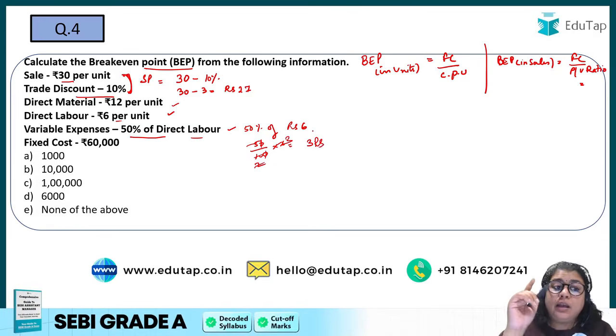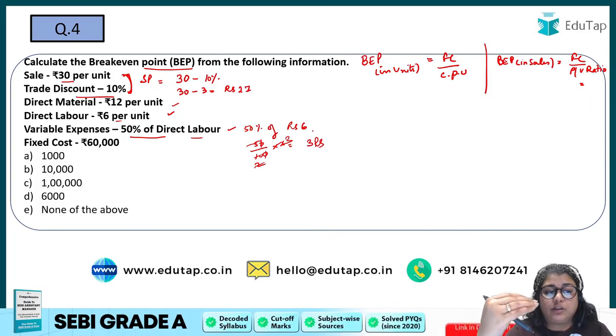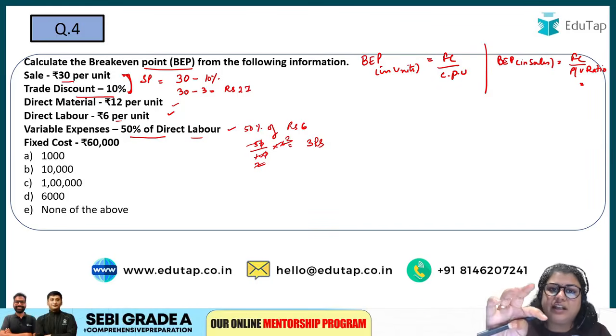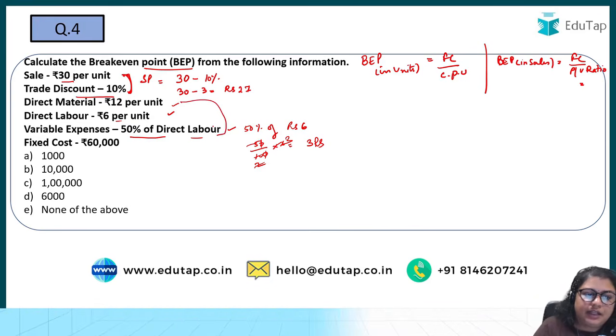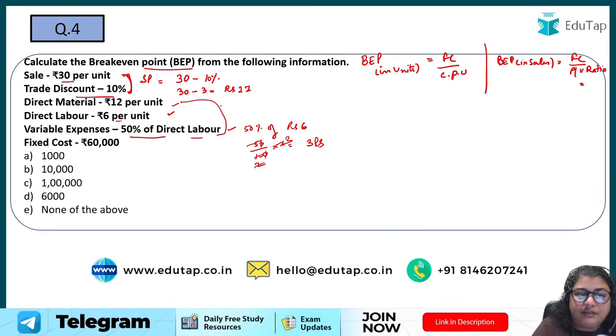So we know it is a marginal costing का ही topic है. So in marginal costing we treat all the direct material, direct labor or the direct cost as variable only. So we will include this in the variable cost, right? Now we have the total variable cost as how much? 12 plus 6 plus 3 is how much? 12 plus 6 18, 18 plus 3 21. 21 rupees is the variable cost.